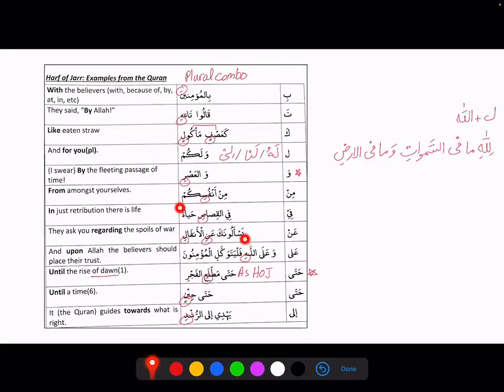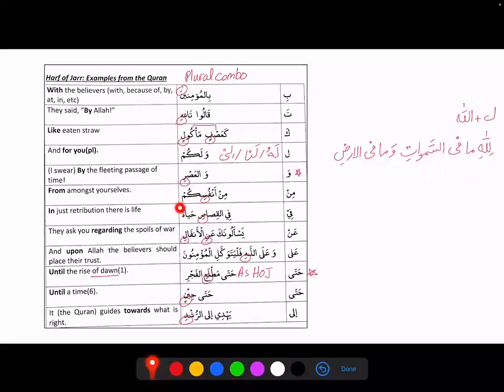Then we have yas'alunaka. So they are asking you, ka, right? This ka is an attached pronoun. Anil anfali, about the anfal, the spoils of war or war booty. So an is what? An is a harf of jar, and al-anfali is the ism majrur.